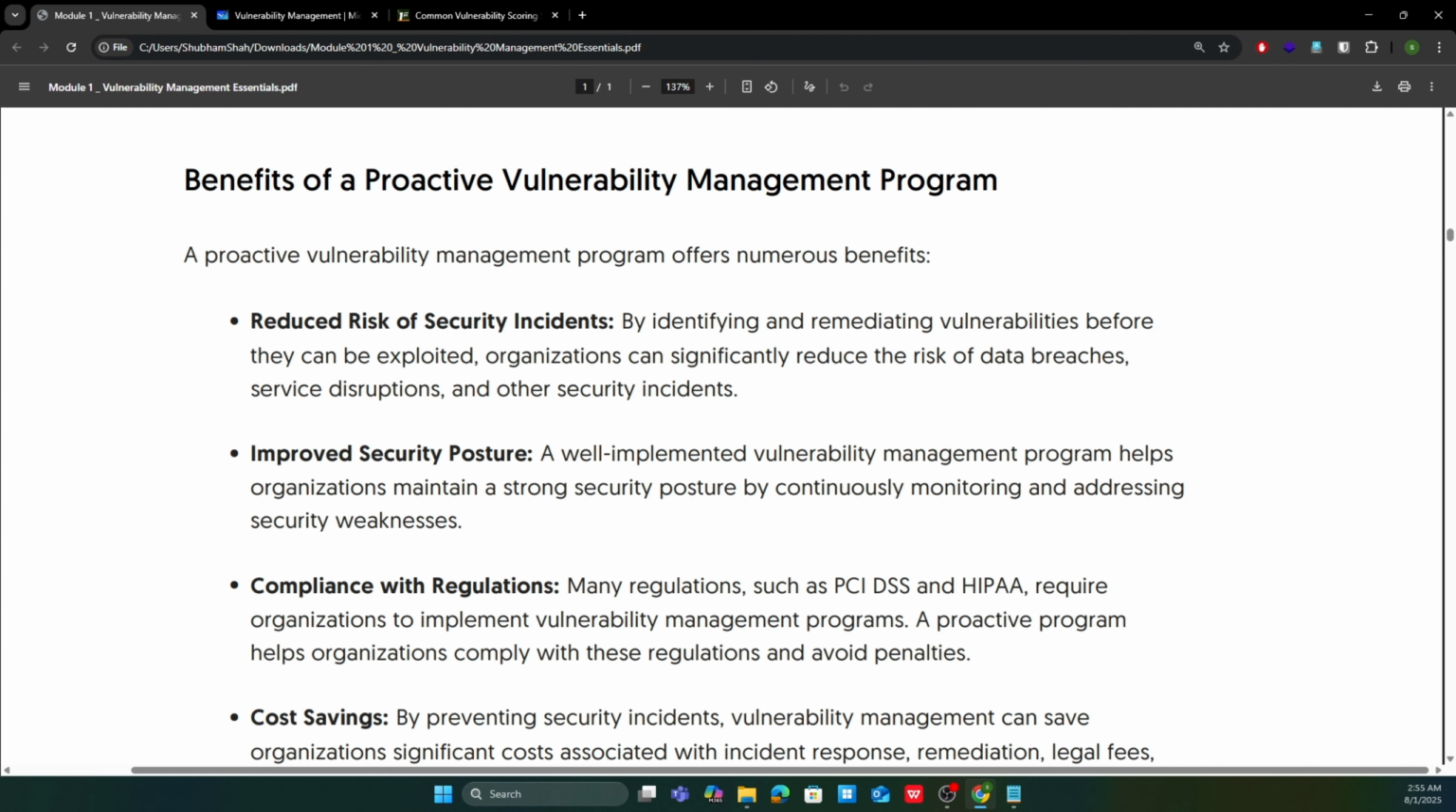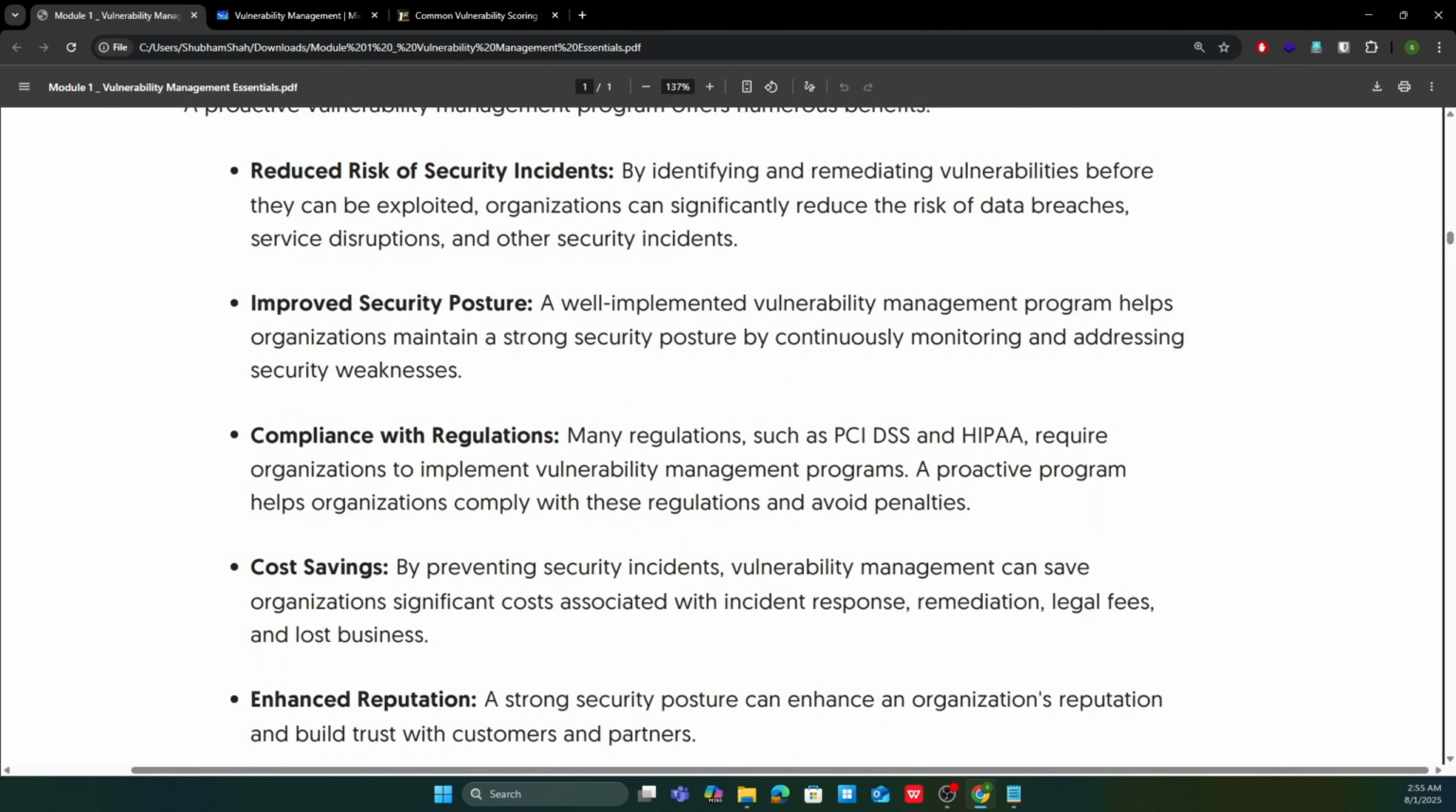Second, it would be improving the security posture. If we have a well implemented vulnerability management program, it would help the organization to maintain a strong security posture. How? By continuously monitoring and addressing the security weaknesses. We continuously monitor for the latest security vulnerabilities that are occurring and later create a remediation plan and patch management sort of things. It would also allow you to comply with the regulations.